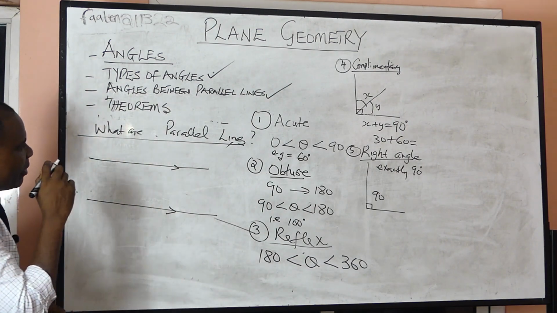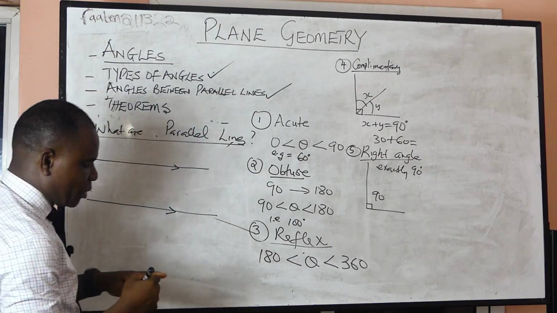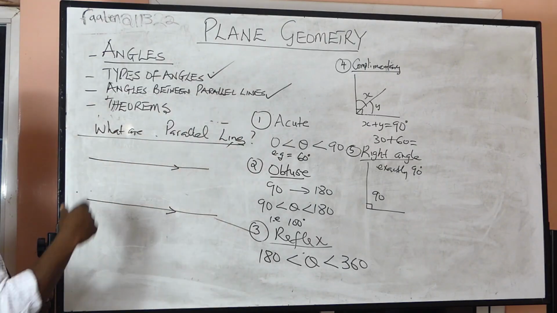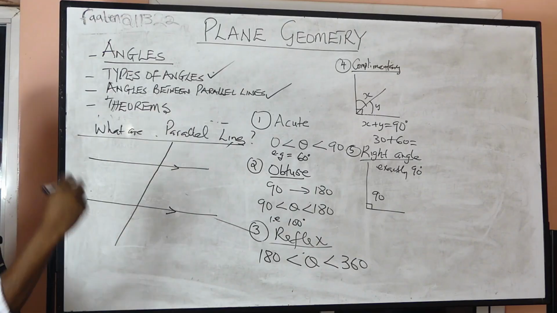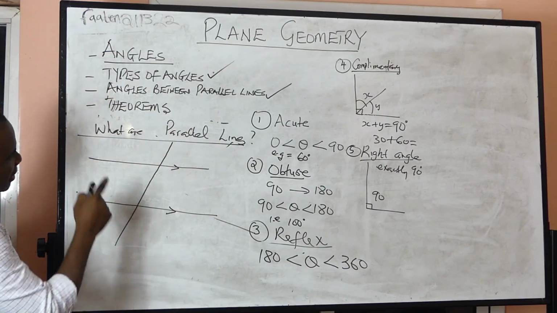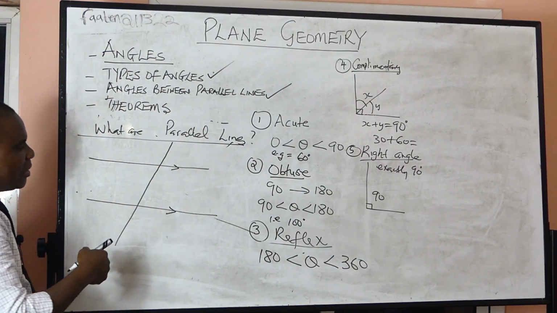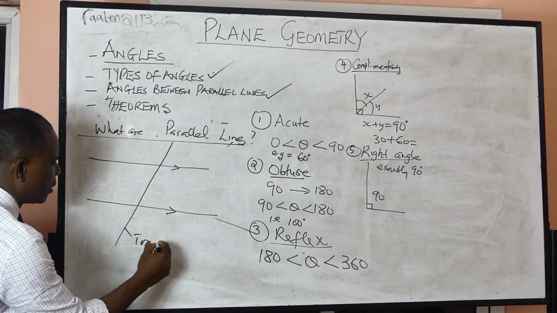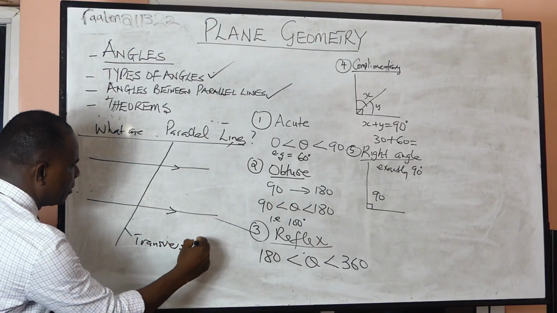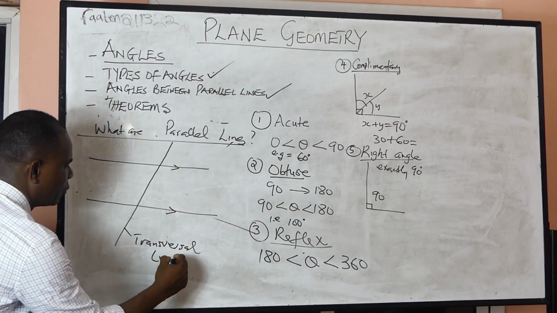And we have a major line that is also called a transversal line. What is a transversal line? A transversal line is a line that passes through or cuts across two or more parallel lines. This transversal line is cutting across two or more parallel lines. This is called a transversal line.